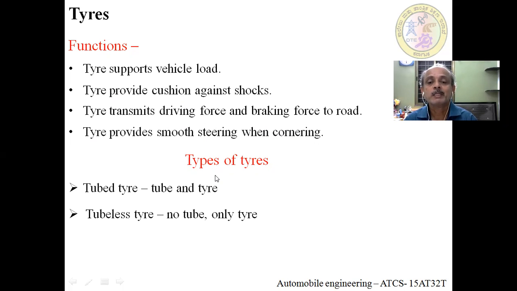And then simple two types of tires: tube tire, so it is having tube and tire. Tubeless tire, no tube, only tire is there. So this is your simple summary.